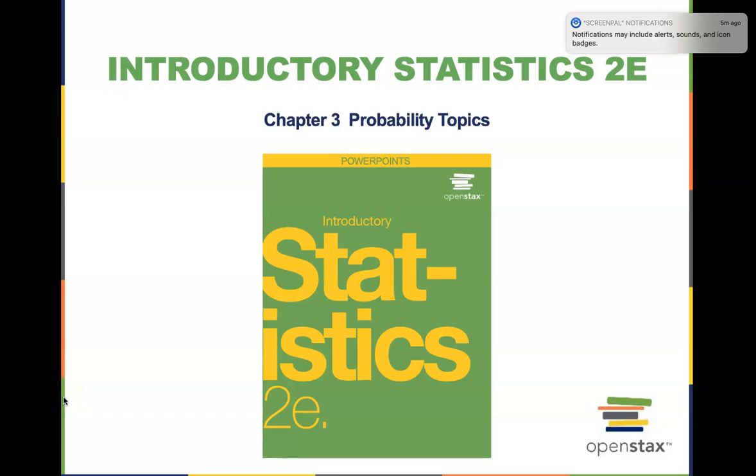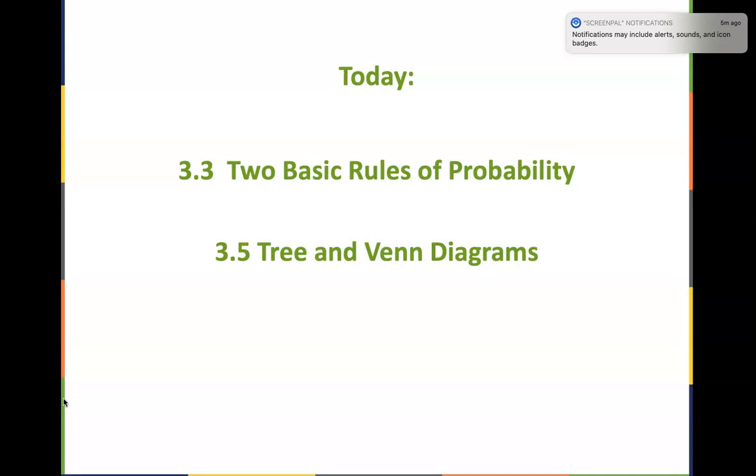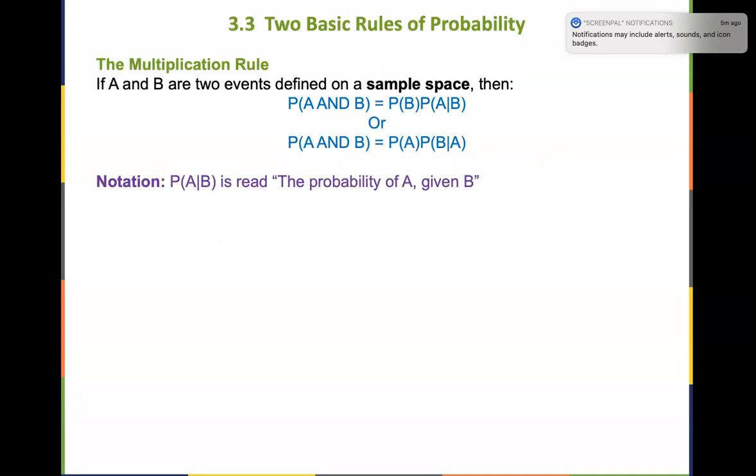In today's lecture, we will be looking at two sections from Chapter 3, Probability Topics: 3.3, Two Basic Rules of Probability, and 3.5, Tree and Venn Diagrams. There are two basic rules of probability.